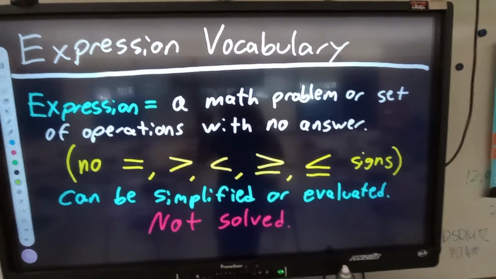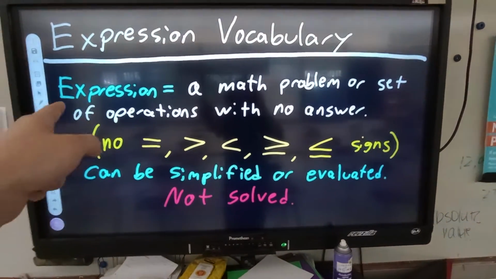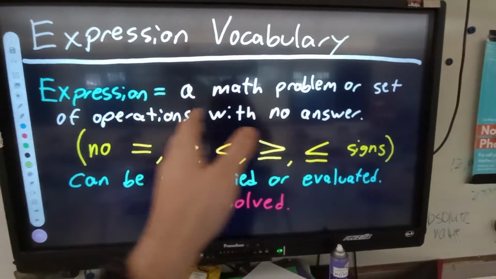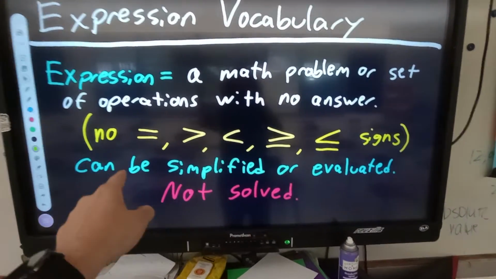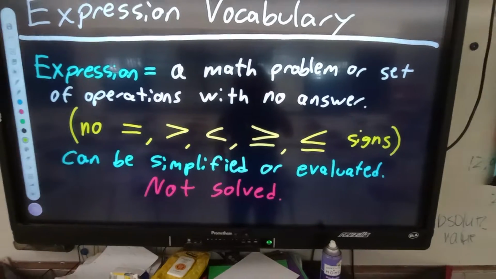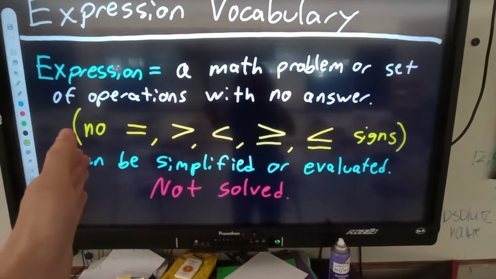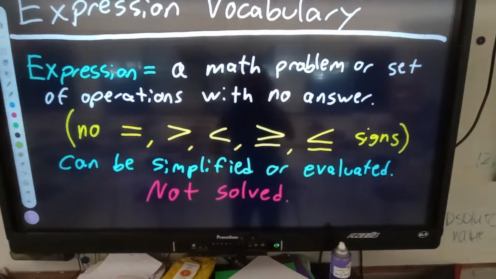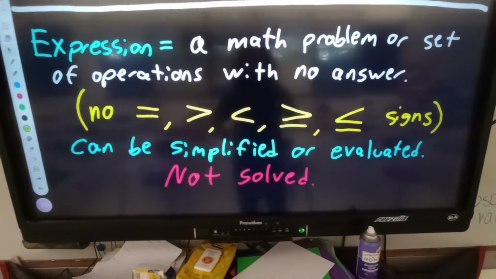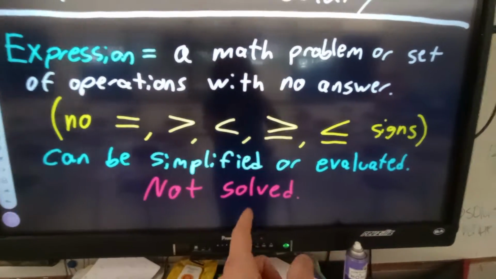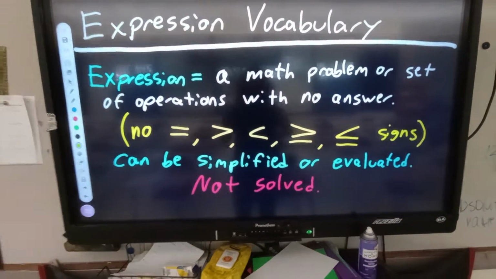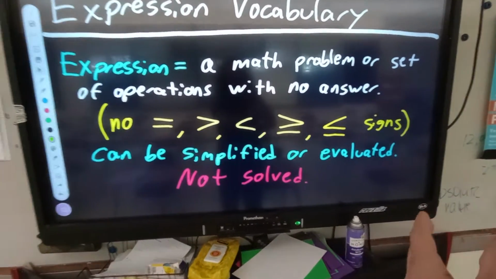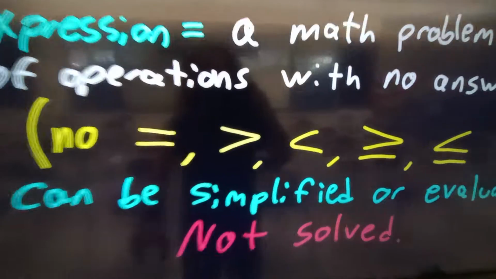First off, this is going to be a long set of notes, and we start with what an expression is. An expression is just a math problem or a set of operations with no answer. That means none of these five symbols will appear in the problem. They are not equal to anything, greater than, or less than, or anything like that. These problems can be simplified or evaluated, but not solved. The big thing about expressions is there will never be a solution, but you can evaluate them or simplify them.